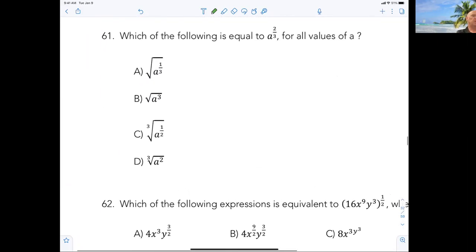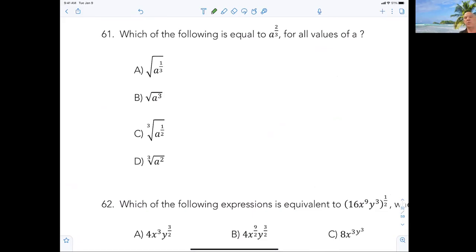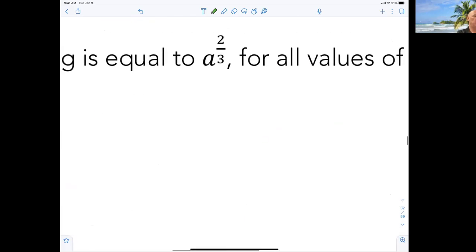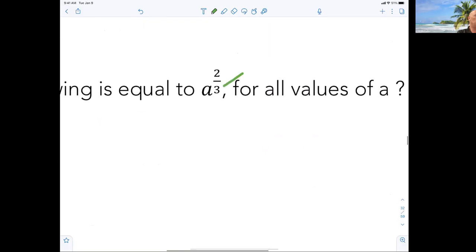Okay, now this was something on the test. I just think it's important to go over, and then we just need to move on to the next lesson, but we should be almost there. So again, here, guys, I always tell kids the denominator is the root. The denominator is the root. The numerator is the what? Is the power. Yes, sir.